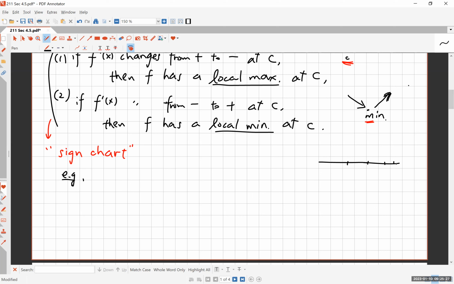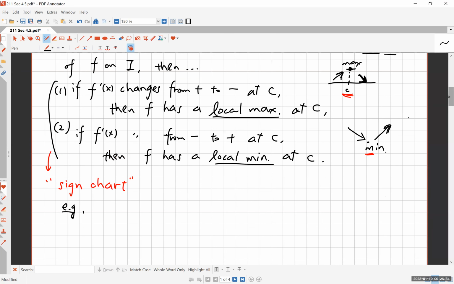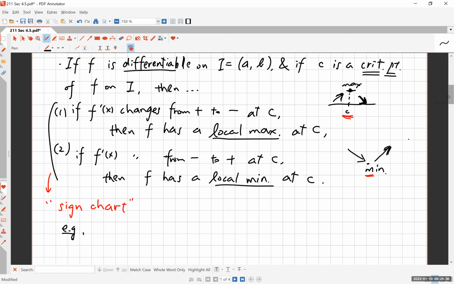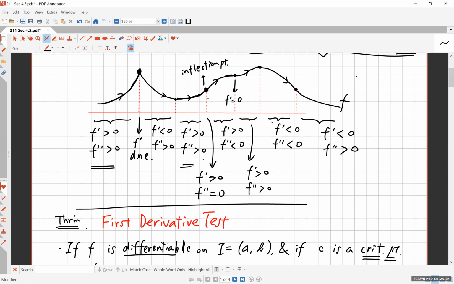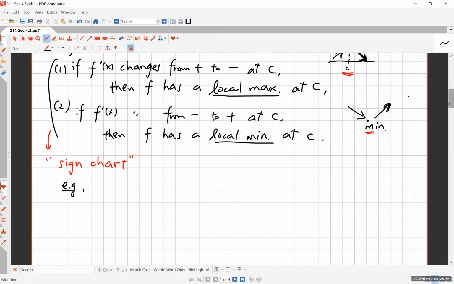In this case, the function I'm talking about is, of course, the derivative, because you are trying to figure out what happens to the derivative. Does the derivative go from positive to negative or negative to positive? And by the way, if the sign does not change, like at this point here, where it goes from positive to 0 to positive, then we don't know much about that. In fact, it's not a local maximum or minimum.